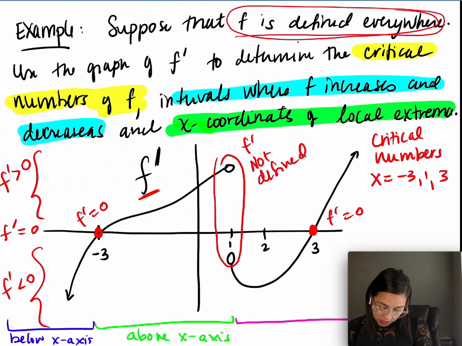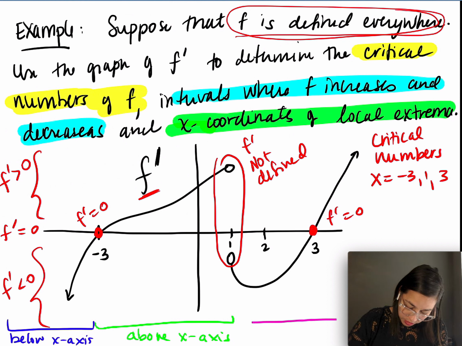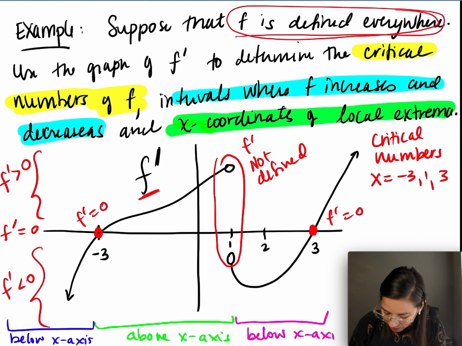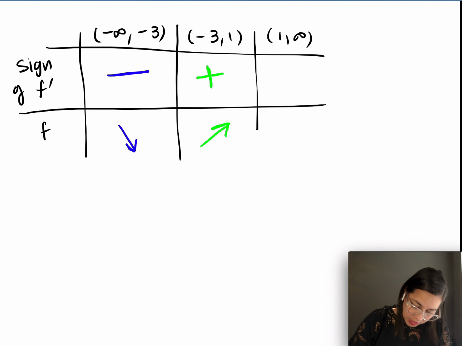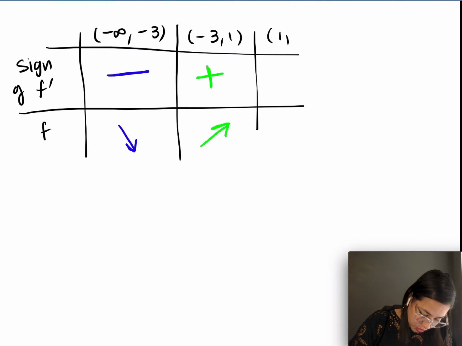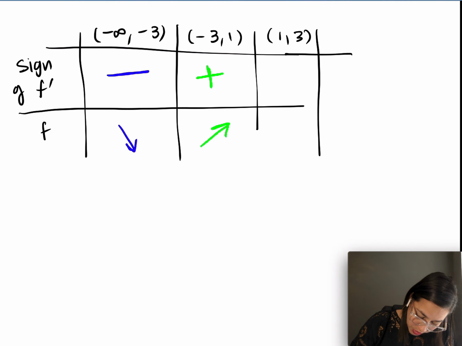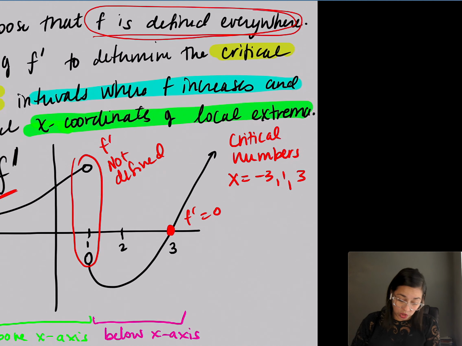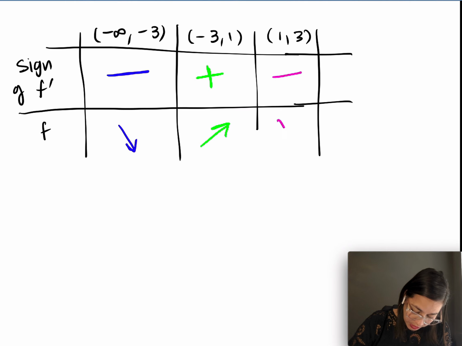Wait. From 1 to 3, the function is below the x-axis. So here I have to fix this. So this is from 1 to 3. And then from 1 to 3, the function is below the x-axis, so the derivative is negative, so it decreases.